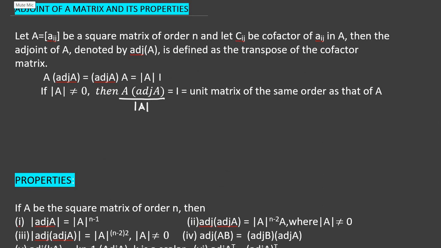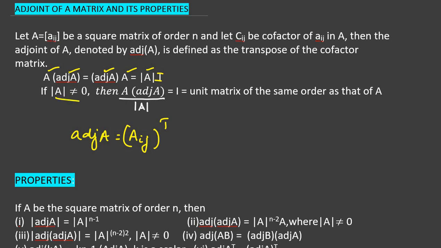Next, moving on to the adjoint of a matrix, adjoint and its properties. What is adjoint? Adjoint is nothing but the transpose of the cofactor matrix. So we can write adjoint of A is equal to Aij whole transpose. Here we have the property A into adjoint of A is equal to adjoint of A into A is equal to determinant of A into I. I is the unit matrix.